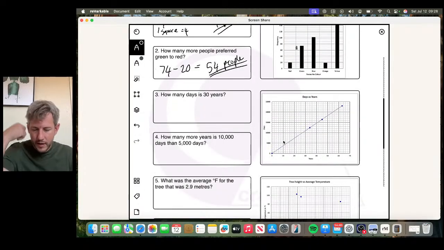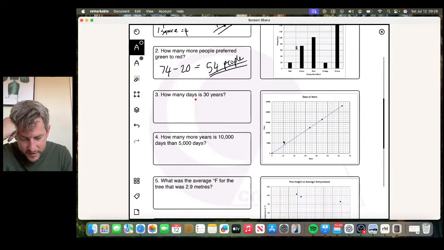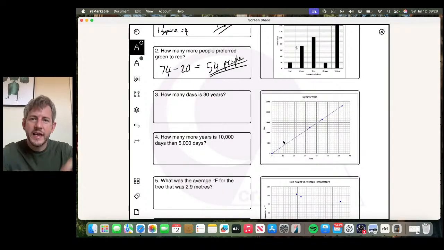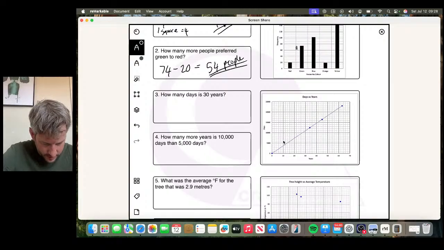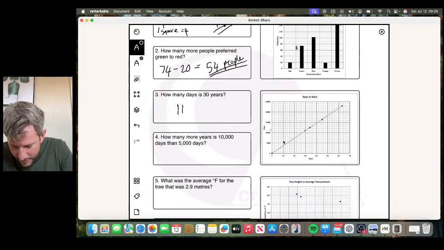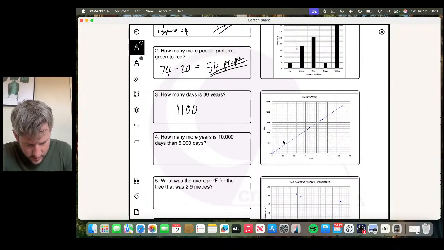Question 3. How many days is 30 years? Okay, so 30 years, go up to here, go across here, so it's how much was each square? Each square was 1,000, so this is going to be 11,000 days.